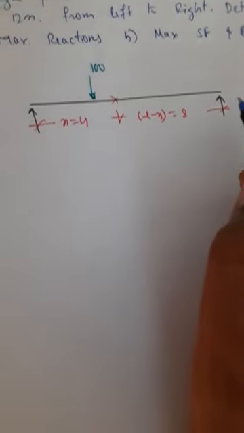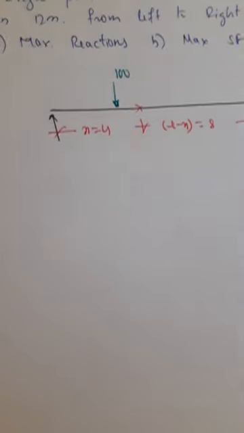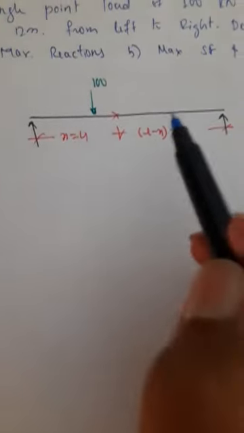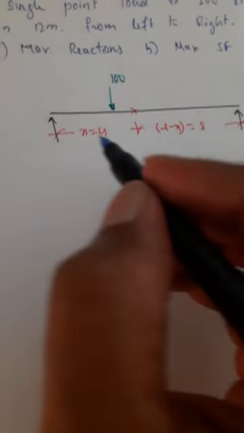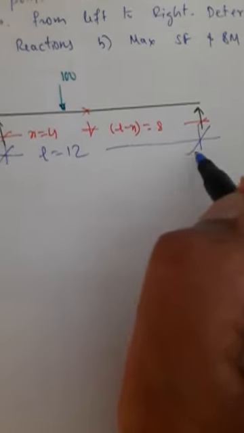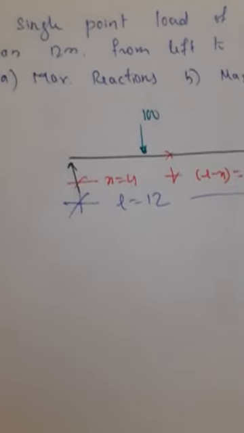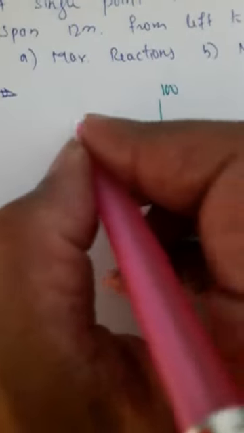Say this is the girder of 12 meters. I have marked this point C, x is equal to 4. Always consider this distance as x and this as L minus x. So L is overall length, 12 meters. Consider the load of 100 kilonewtons at distance x. Let this distance be x.